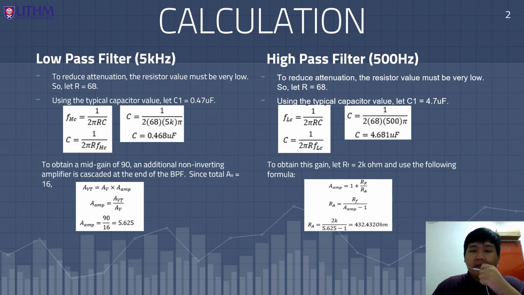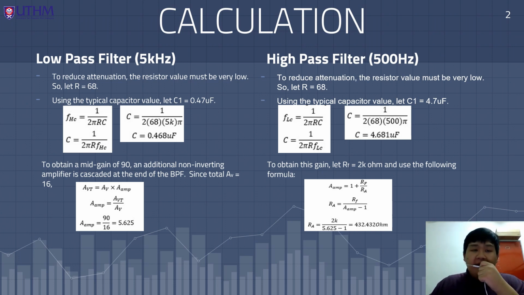The next is to build the second order high pass filter and first order high pass filter circuits with the low cutoff frequency of 500 Hz, using the following formula, FLC equals 1 over 2 pi RC, the same equation. After we substitute the values, we get the answer C equals 4.681 microfarad. So using the typical capacitor value, let C equal 4.7 microfarad.